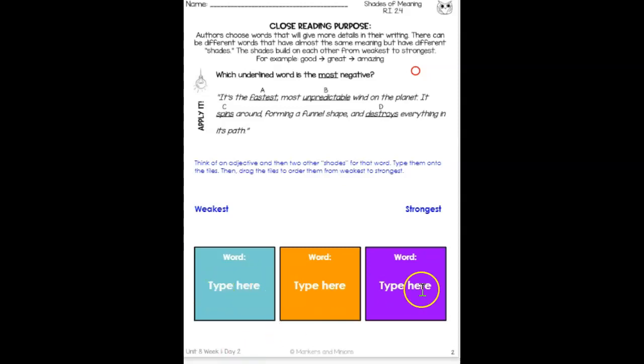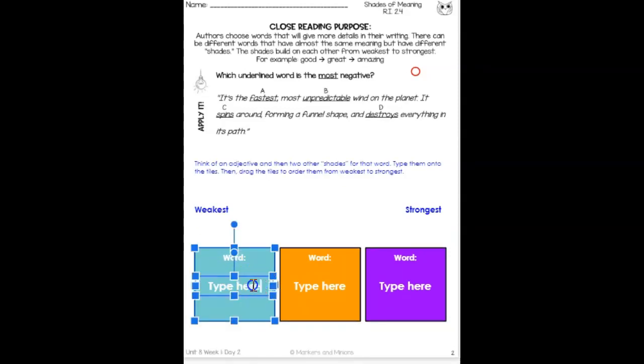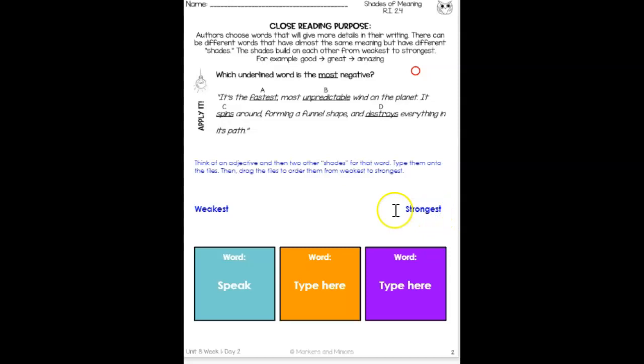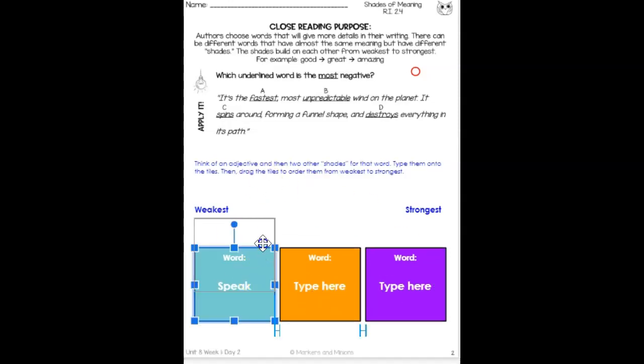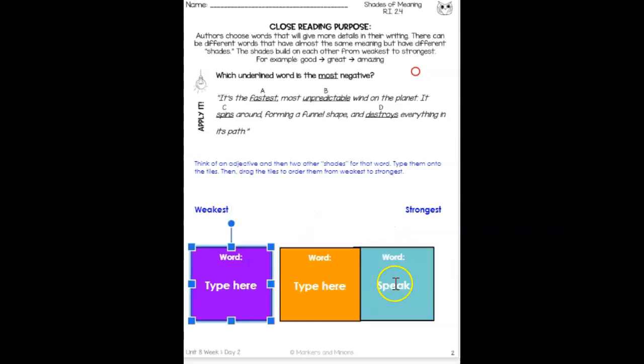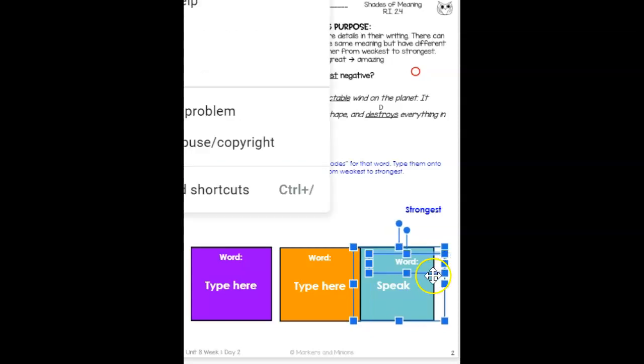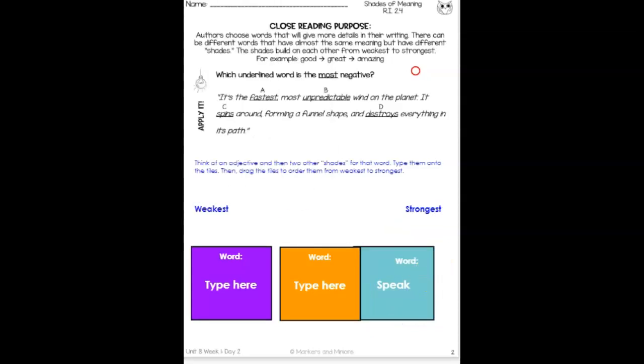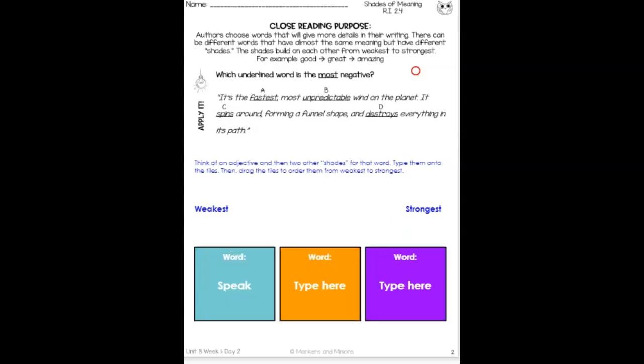So you can think of an adjective, and let's see. Okay, let's choose the word speak. Now I started it for you. So you have speak, you're going to type a synonym or a word that is the same as speak here and here, and then you can move the whole square around from weakest to strongest. If you already have your own adjective, that is wonderful. You do not have to use speak, but I just gave you one if you needed a little help.